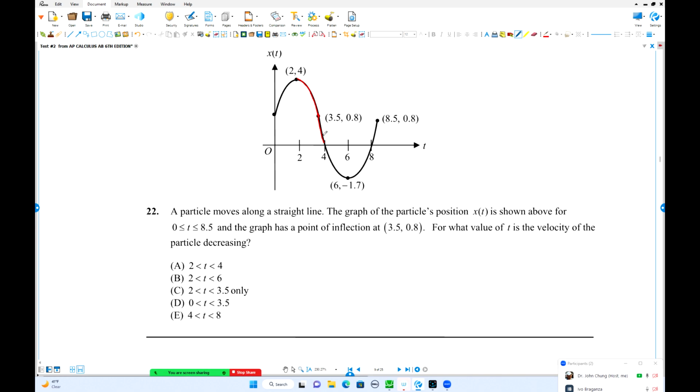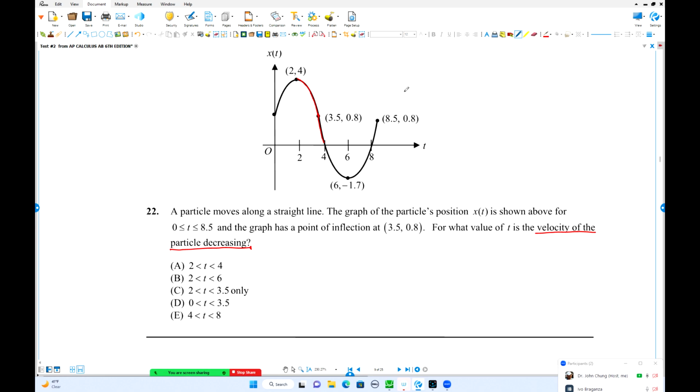Okay, the velocity of the particle decreasing. They're not asking you whether velocity is positive or negative. We're just going to check it out. The velocity of the particle is decreasing. That's not asking you if velocity is positive. Velocity positive means the particle moves to the right. Velocity negative means it moves to the left. But this is just velocity decreasing. Are you okay with this?